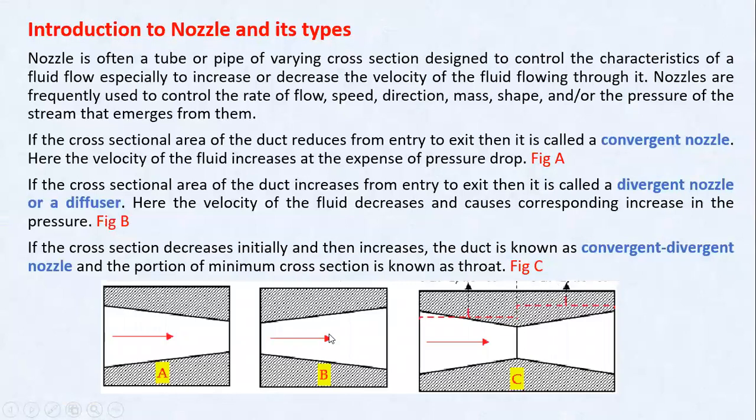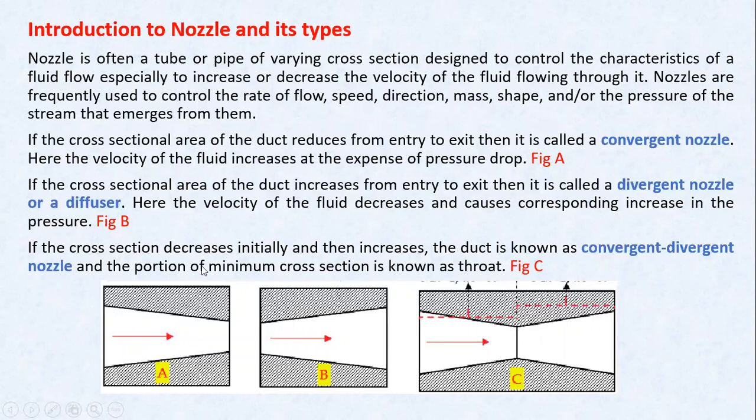Now, before getting into the details of the steam nozzle, let's see about the nozzle. A nozzle is a pipe of varying cross section, and it is designed to increase or decrease the velocity of the fluid flowing through it. These nozzles are frequently used to control the rate of flow, speed, direction, mass, shape, and also the pressure of the fluid which emerges out of it.